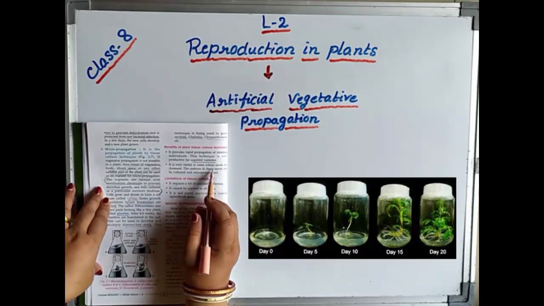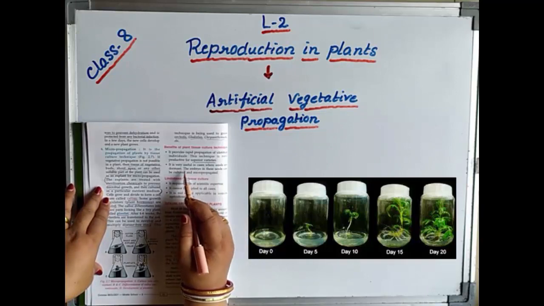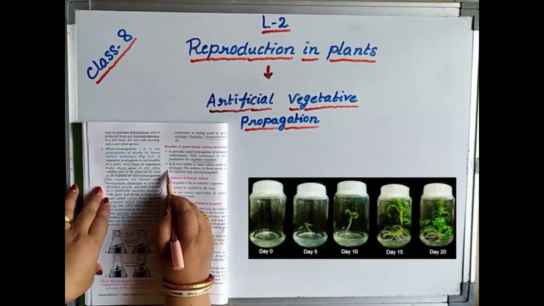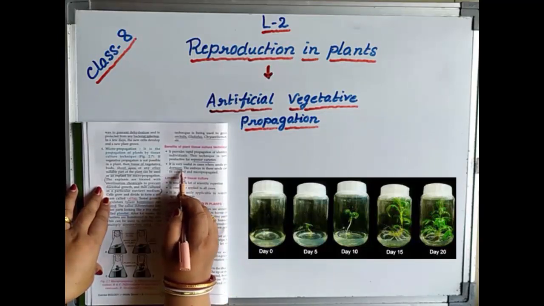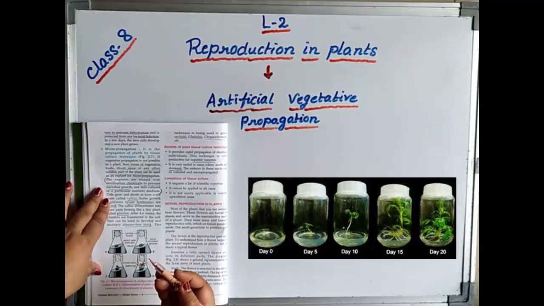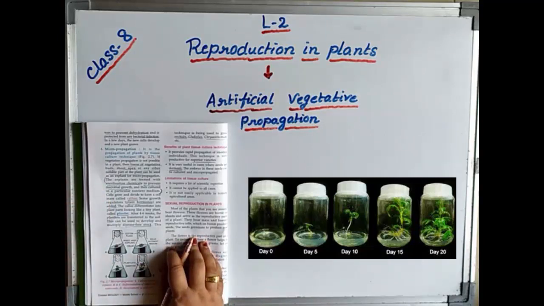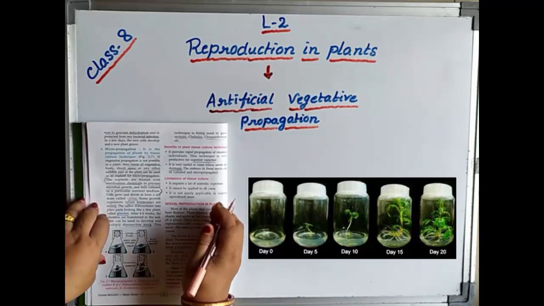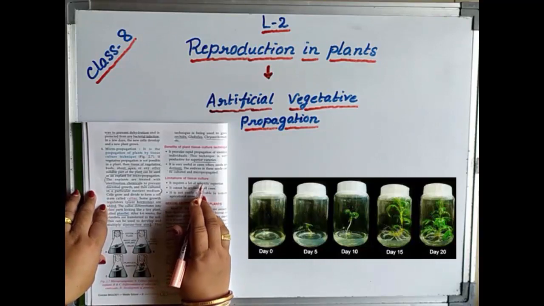Now it is very useful in cases where seeds are dormant. Suppose we are not getting the plants with the help of seeds, at that time we will use tissue culture and generate new tiny plants, and we can use these plants for further growth of the plant. Limitation of tissue culture.